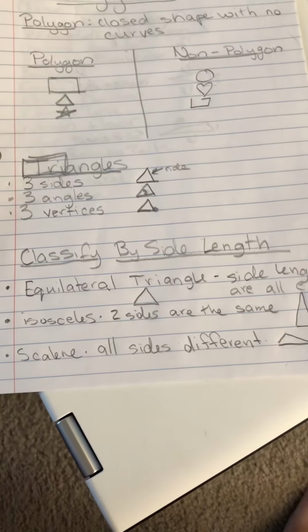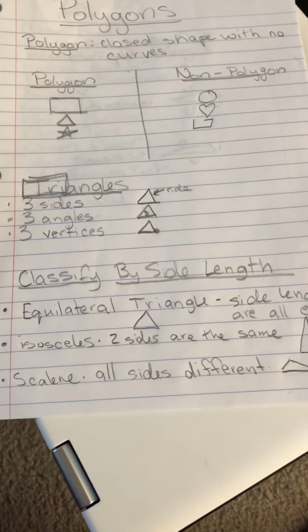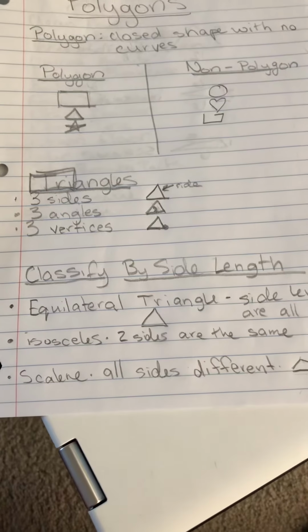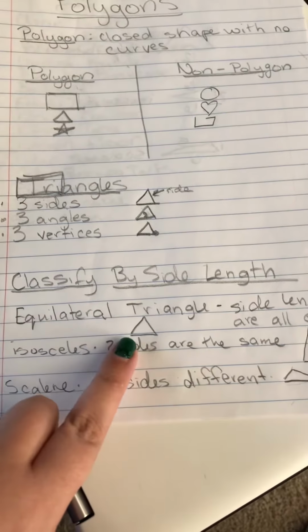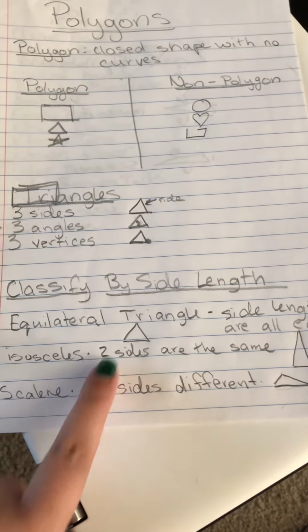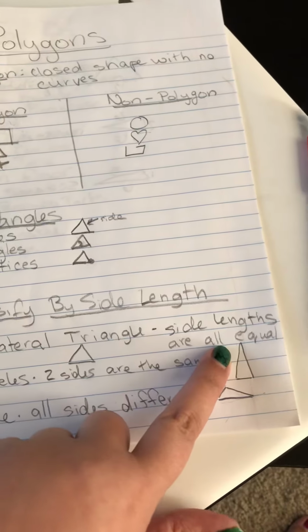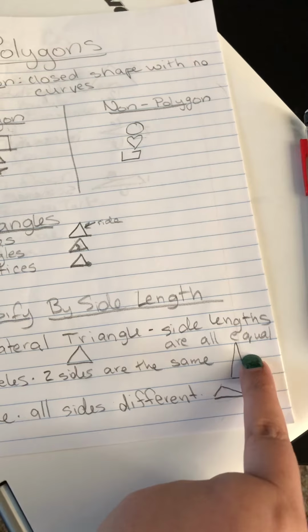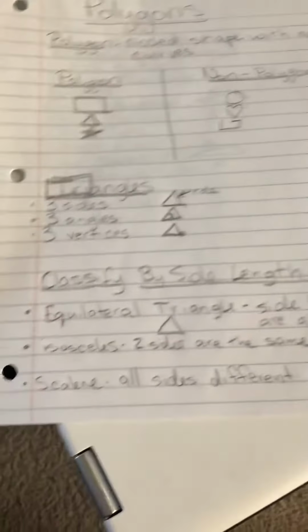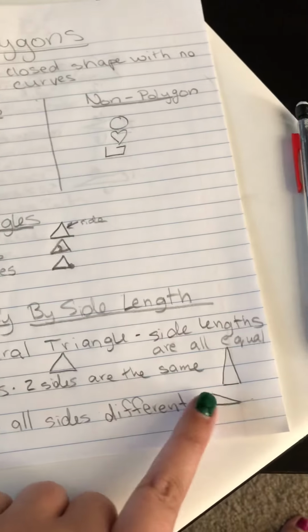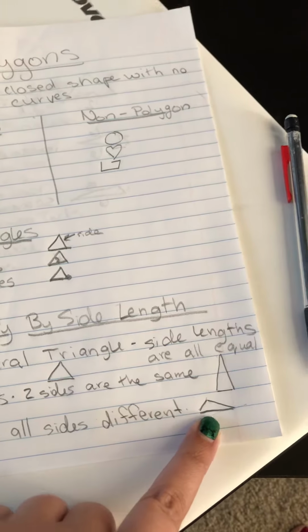We looked at how to classify these triangles based on how long their sides were. An equilateral triangle has sides that are all the same. An isosceles has 2 sides that are the same length. So this side and this side are the same length, but this one is different. And a scalene triangle has sides that are all different lengths.